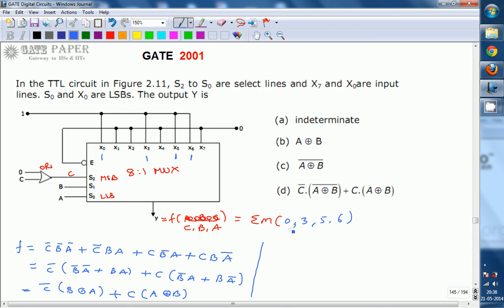We know that XOR and XNOR are complements of each other. So you can write F is equal to C bar multiplied by B XNOR A, which is the complement of B XOR A, plus C into A exclusive OR B or B exclusive OR A, both are the same. So this is the function generated by this 8 to 1 multiplexer. The right answer is D for this question.